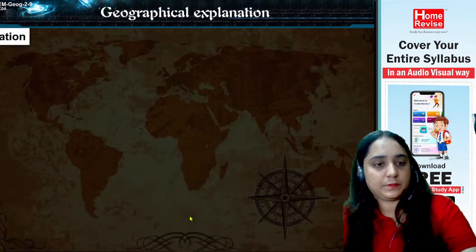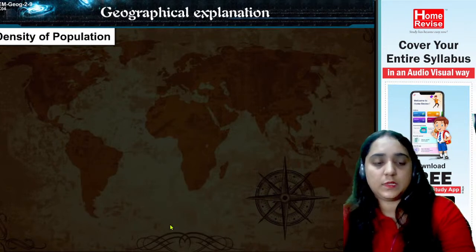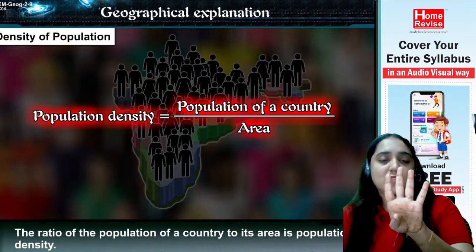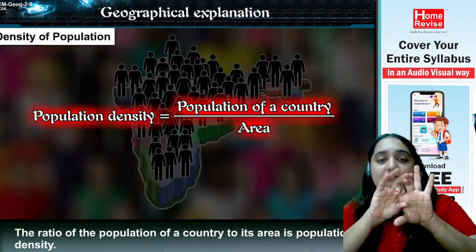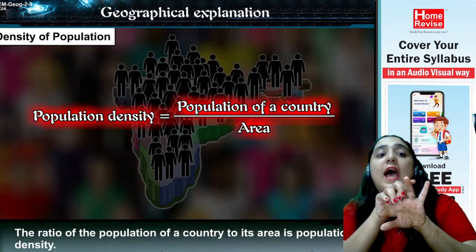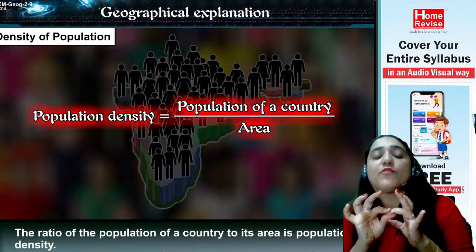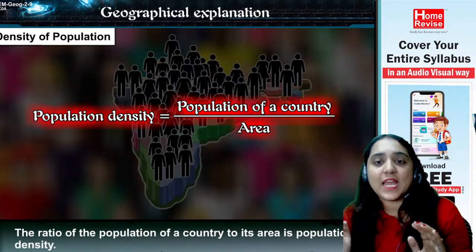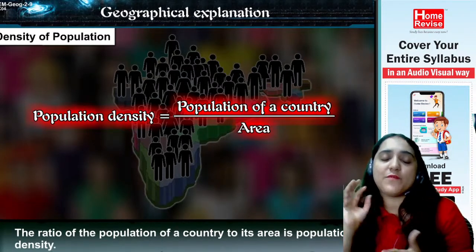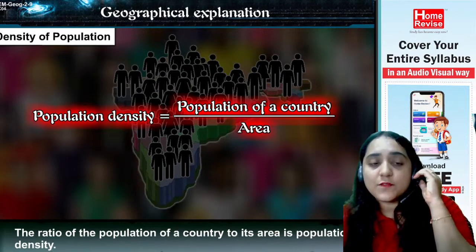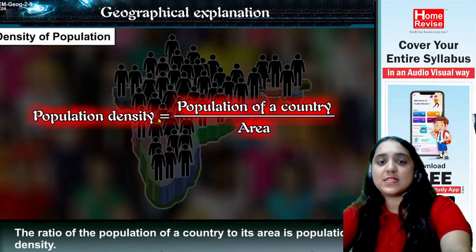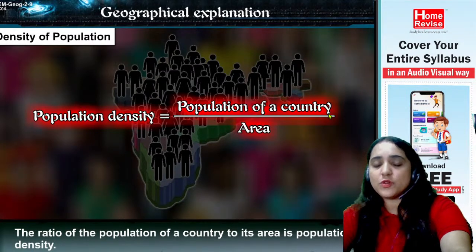Explanation. Density of population. See, जैसे I have told you कि starting में हमने चार चीज पढ़ी थी, population growth and then distribution of population भी हो गया, and now we are moving on to the density of the population. Now density means एक जगह पे या फिर एक एरिया पे total कितना population है, we call it population density, and this is the formula for population density.